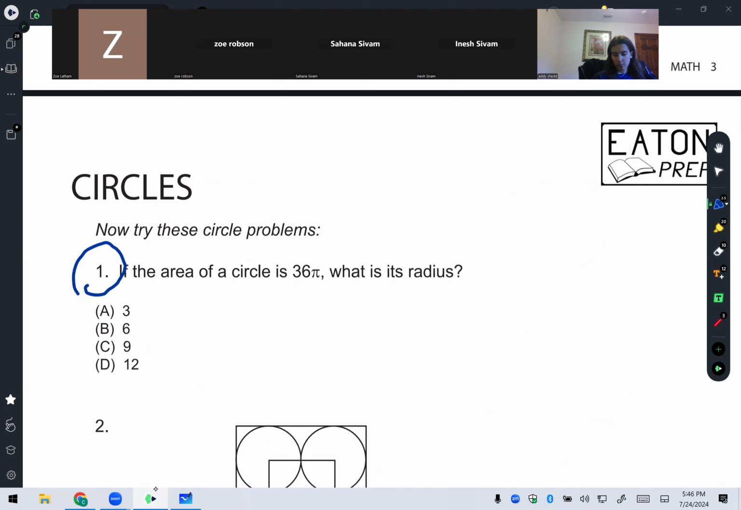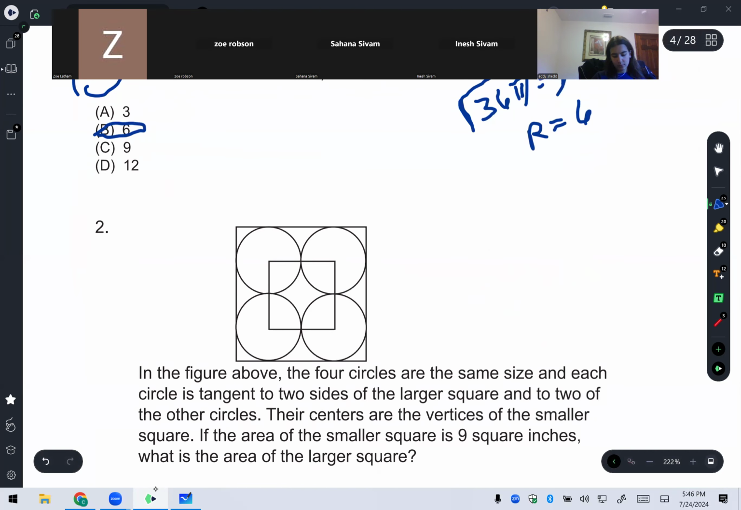If the area of a circle is 36 pi, so that's 36 pi. So pretty easy. We get the radius always. The radius will be 6. And we're done. Okay, let's look at this harder one.